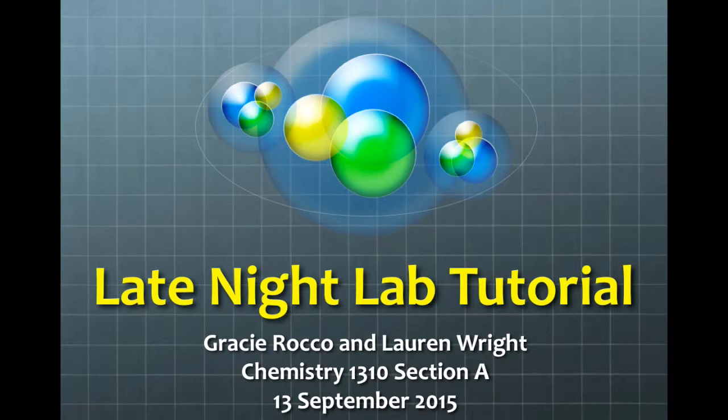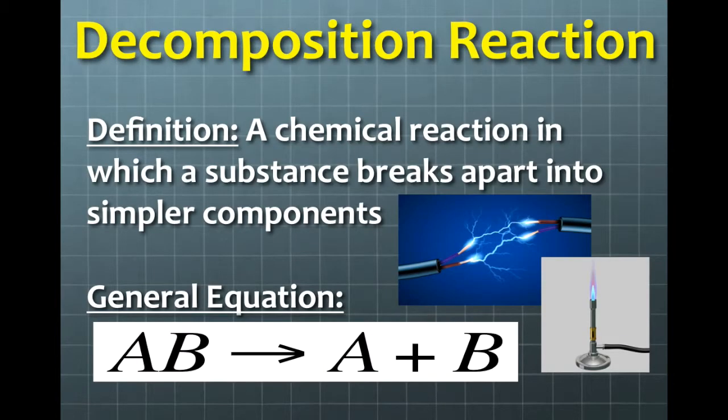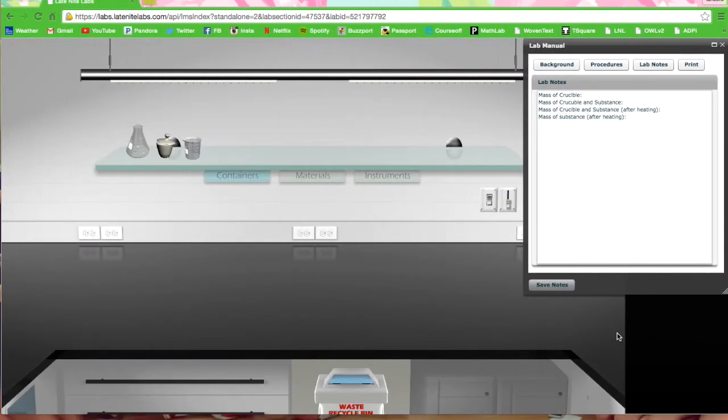And I'm Gracie Rocco. Today we will be demonstrating the decomposition of copper-2 carbonate hydroxide hydrate. A decomposition reaction is defined as a chemical reaction in which a substance breaks apart into simpler components. The general formula for a decomposition reaction consists of a substance, such as AB, breaking apart into its elements or new compounds, A plus B. In order to break apart the bonds within the compound, an energy source such as light, electricity, or in our experiment, heat, is used.